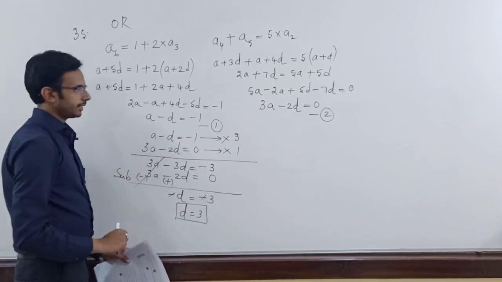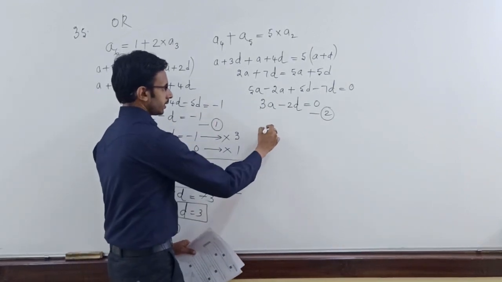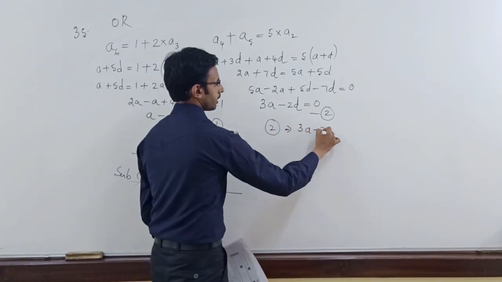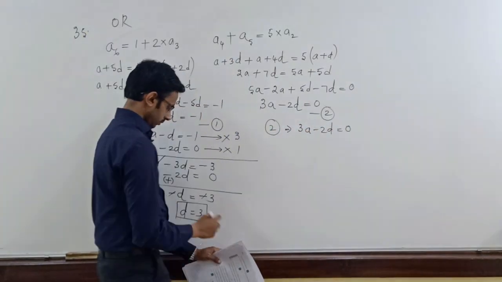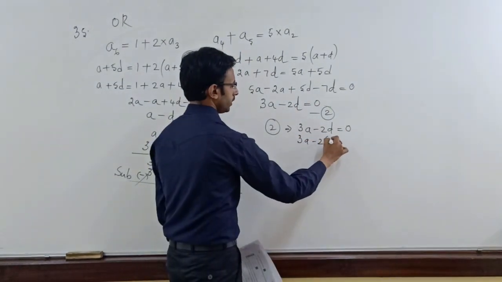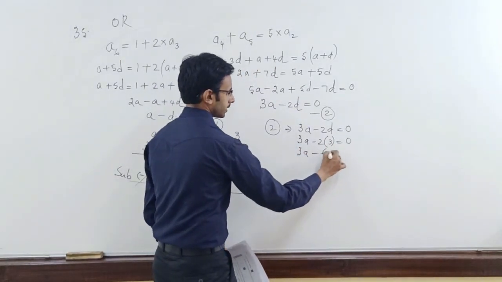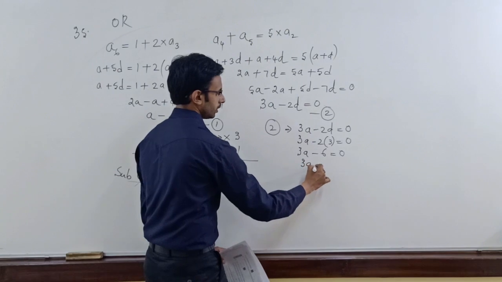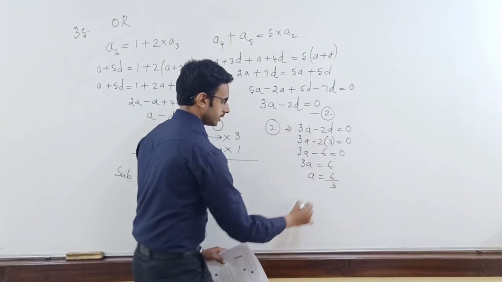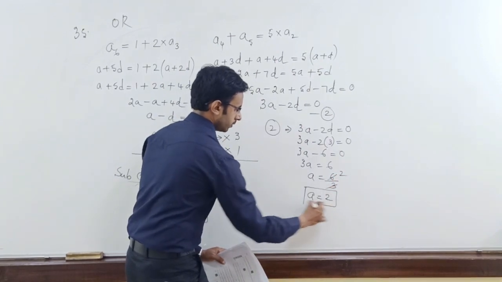So once you have calculated d, we need to calculate the a value, using either equation 1 or equation 2. So let us use equation 2. 3a minus 2d is equal to 0. The d value is 3, we can substitute here. 3a minus 2 into 3 is equal to 0. 3a minus 6 is equal to 0. 3a is equal to 6. a is equal to 6 divided by 3. 3 ones are 3, 3 twos are 6. So a is equal to 2.